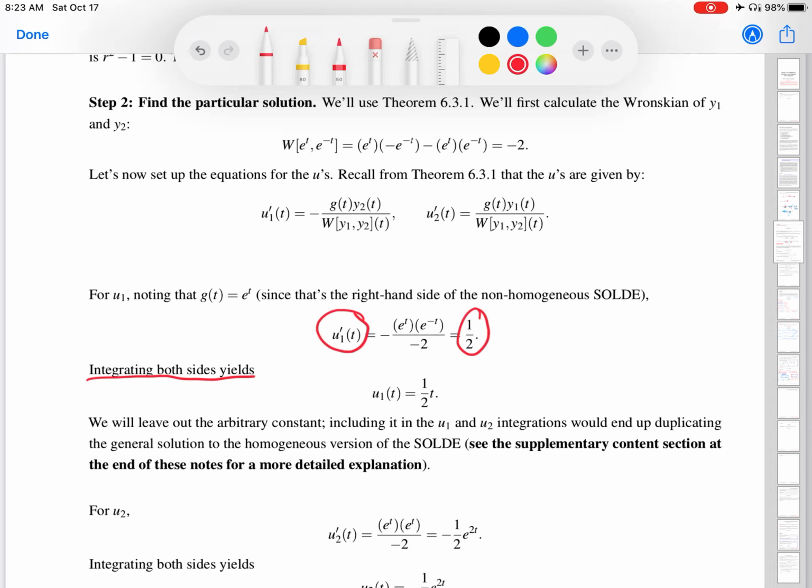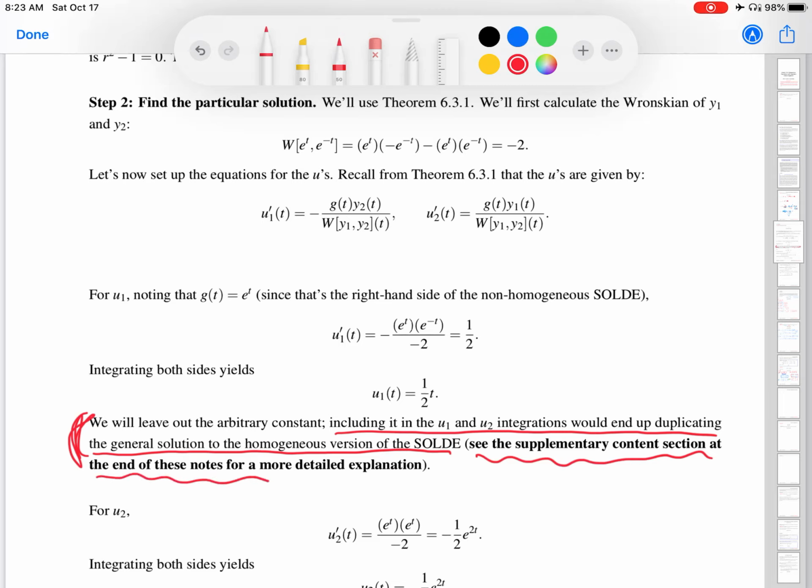Now you might say, Professor, it's 1/2 t plus c, right? Remembering your calculus professors constantly bothering you about not forgetting the plus c's when you integrate indefinitely. And I totally agree. However, it so turns out, this is probably the one time in your life when you'll hear a math professor say, you can forget the plus c. So I'm explaining here why that is. If we include the arbitrary constant, then we end up duplicating the general solution to the homogeneous version of the ODE. So I say more about that at the end of this lesson's notes, right after the practice problems.